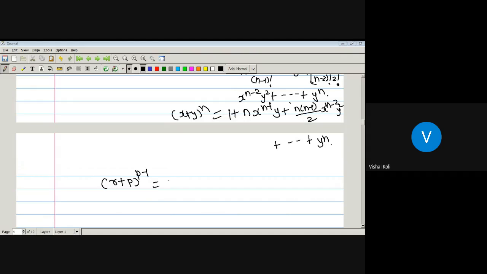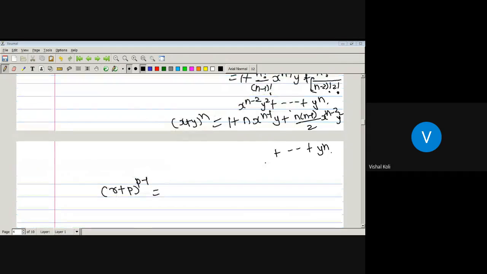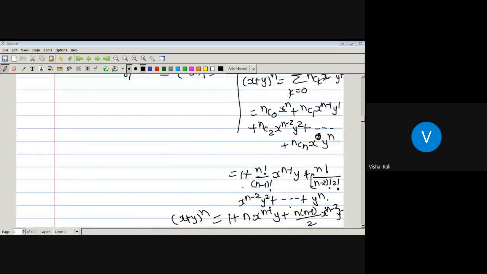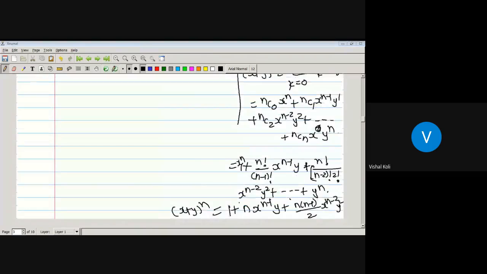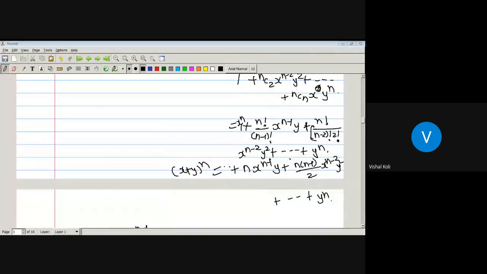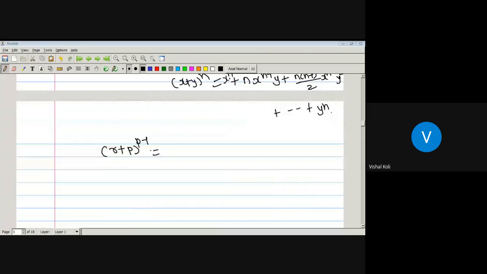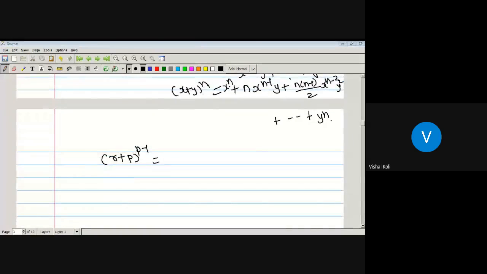First term will be x raised to n. Where is 1 into x raised to n? 1 into x raised to n is nothing but x raised to n. So what is r plus p to the power p minus 1? Based on that, tell me: x plus y raised to n. The first term is x raised to n, so here it is r raised to n, r raised to p minus 1.